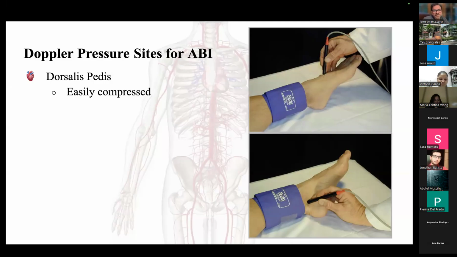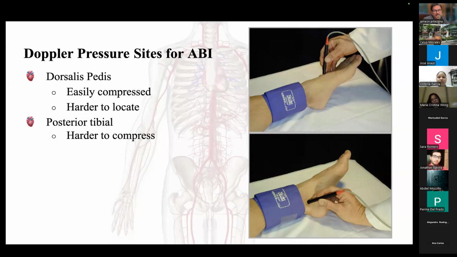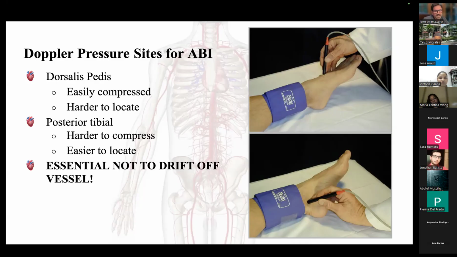The dorsalis pedis is easily compressible because it's sometimes spared in patients with diabetes. It is harder to locate because its anatomic location can vary slightly among people. The posterior tibial is a lot easier. It's behind the ankle, but it's harder to compress because of the bony medial malleolus, but it's easier to locate. Essentially, do not drift off the vessel.